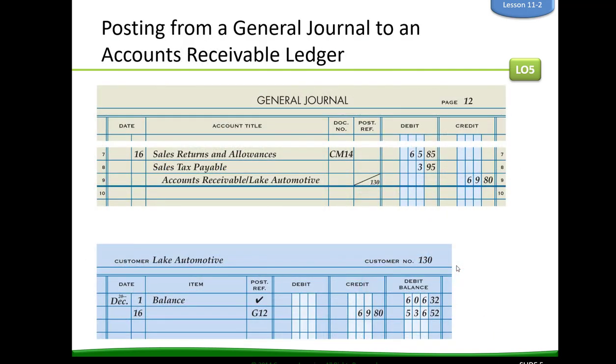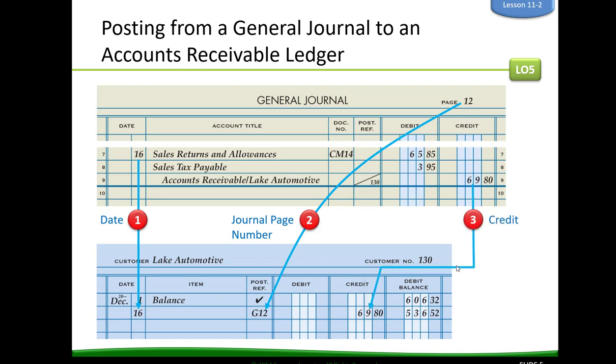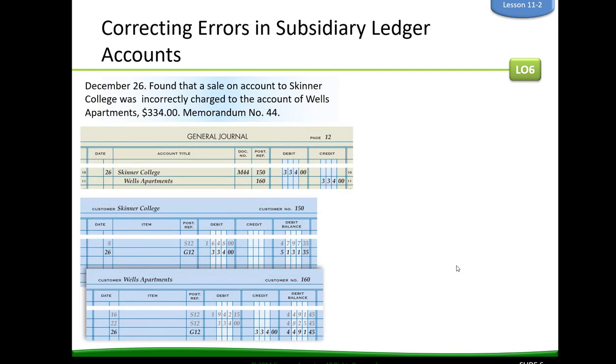And so to post this, and this is where I messed up in the last video, I forgot to record our account numbers, but we'll go ahead and post the date, the page number for the General Journal, the credit, and the account balance is going to adjust, and then the post reference is going to be reflected over on the General Journal. And then we're going to do the same.